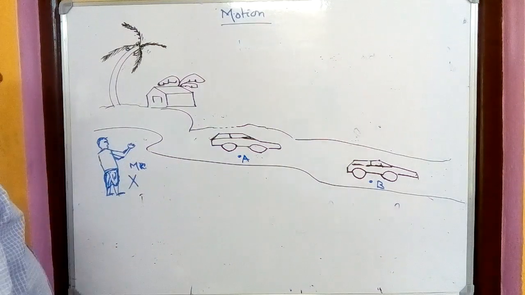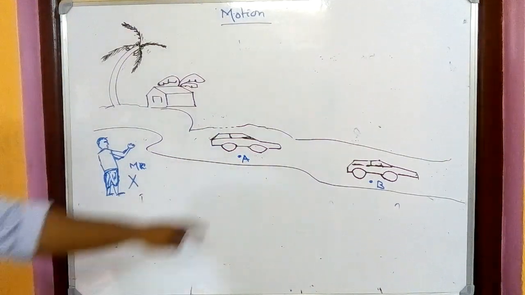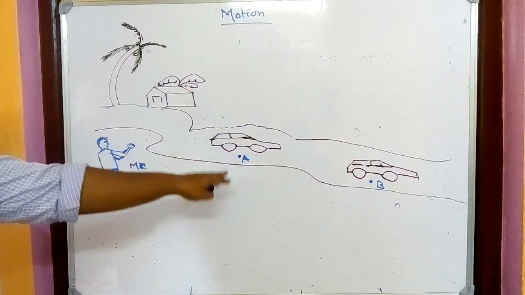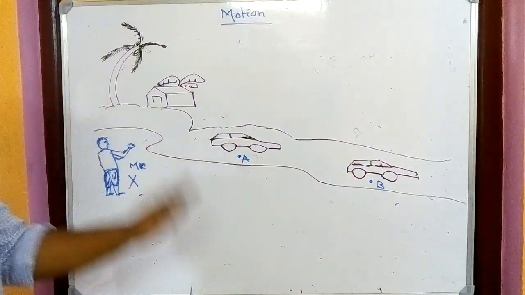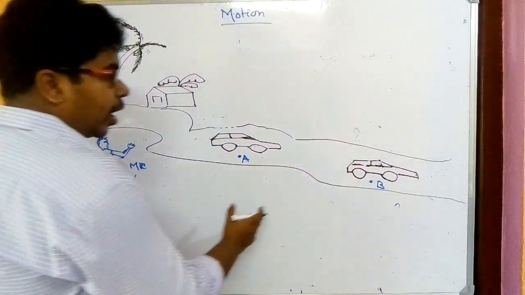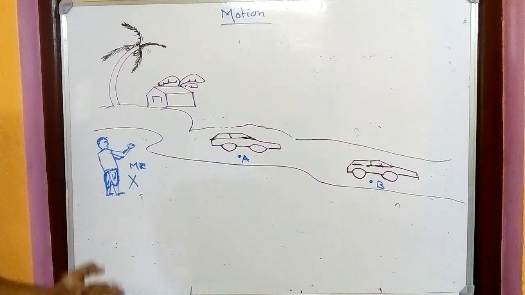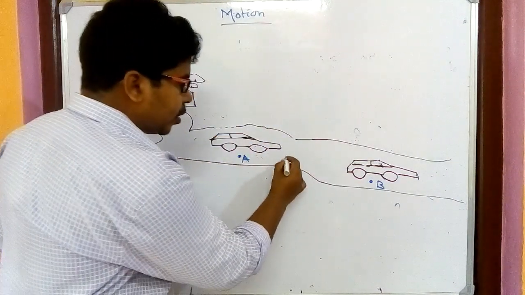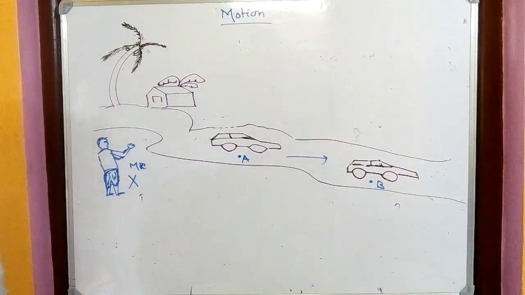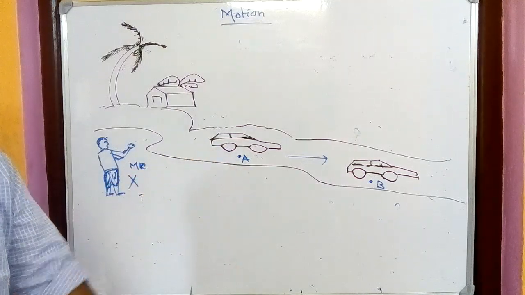Whenever he looks, he sees the car is in position A. We have written A here. A means the car is in position A. After some time, the car is in position B. So that means we can say that the car is moving in this direction. This is the direction of motion of the car. It is moving, so we can say the car is in motion.